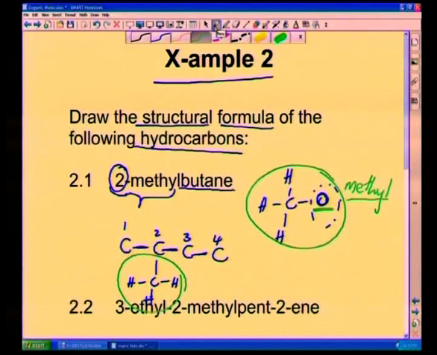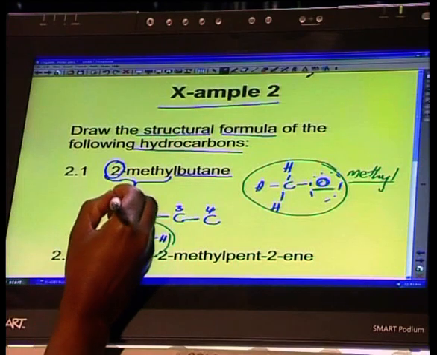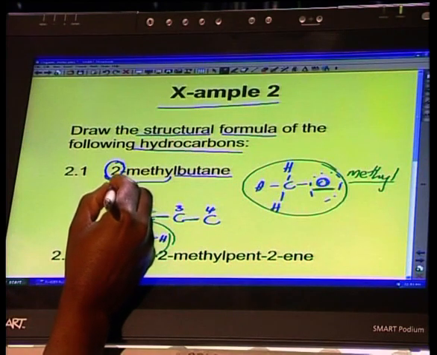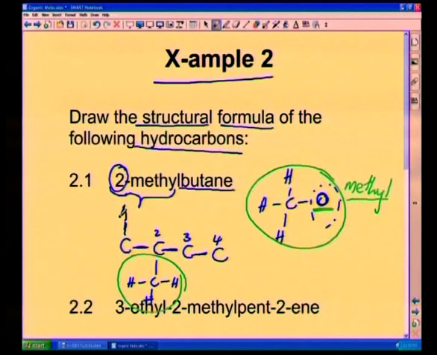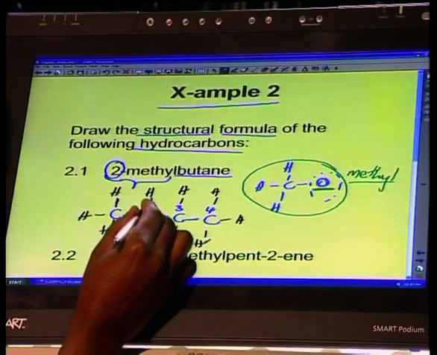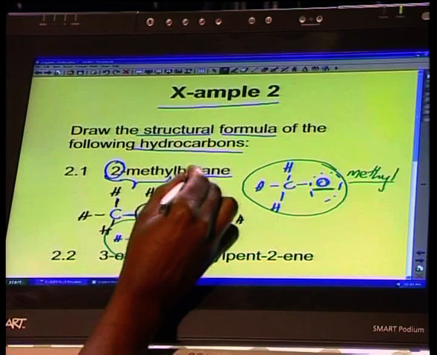Then I proceed. Where do I have my hydrogen atoms? So there is the bond for a hydrogen atom. Okay, that didn't come out very nicely. Hydrogen, hydrogen, hydrogen, and here hydrogen, there hydrogen, hydrogen, hydrogen, hydrogen, hydrogen. So I've got my 2-methyl, so 2 on carbon number 2, 2-methyl butane.